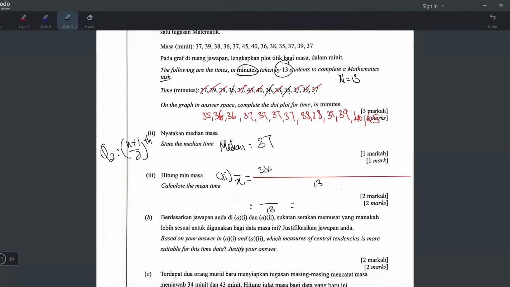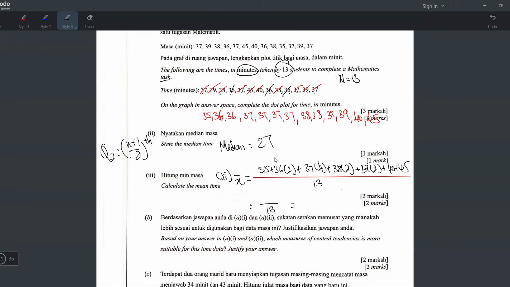Okay, 35 plus 36, 36 two times, so I can just write it like that, 36 times 2. Okay, so that it's faster. And then 37 four times, so 37 just times 4 straight away, and then 38 times 2, and then 39 times 2, and then plus 40 plus 45. Basically, the number inside this bracket is the frequency. That's why I straight away multiply by its frequency.